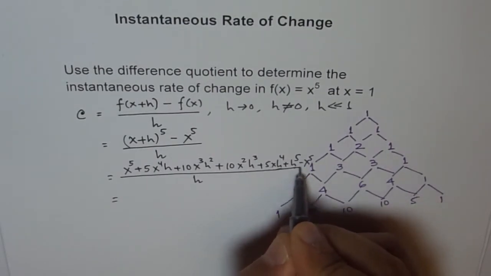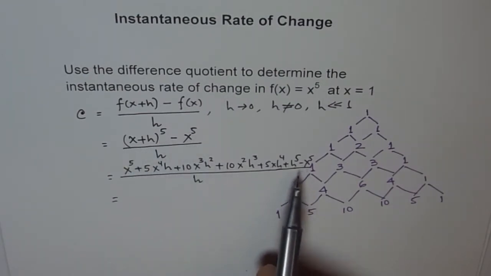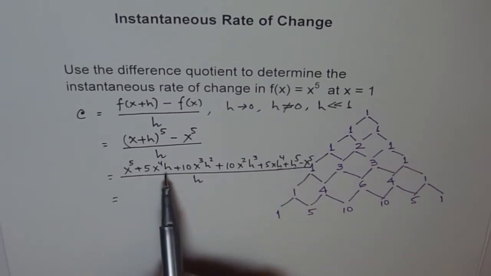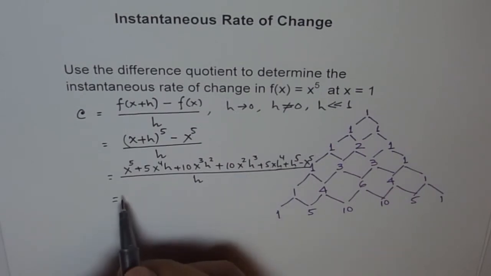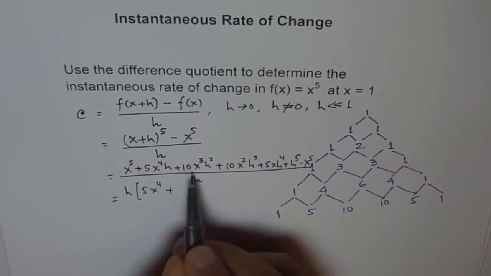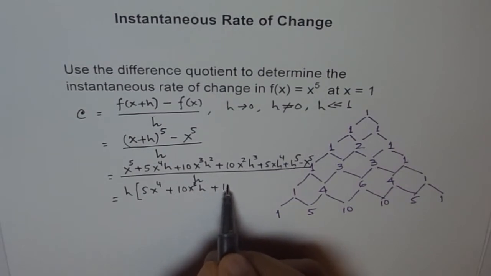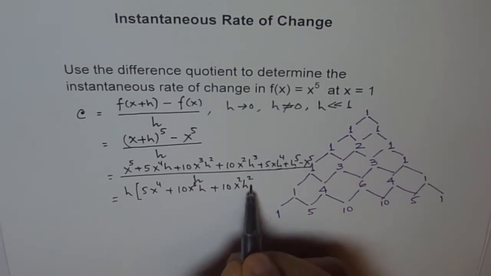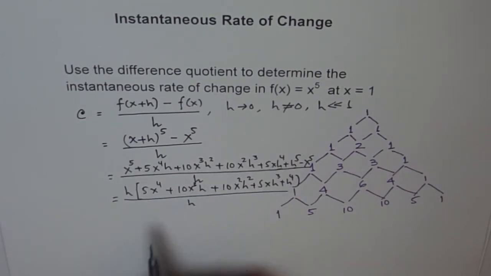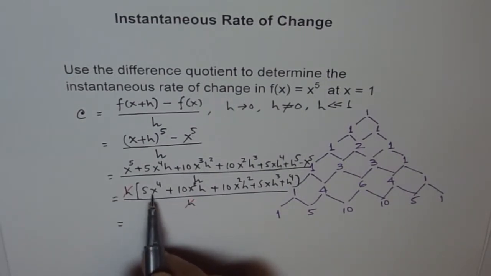Let me write the last term, which is most important here. This first half is the expansion of x plus h to the power of 5, and then we have minus x to the power of 5, right? If you simplify this, x to the power of 5 and x to the power of 5 cancel out, giving 0. And from here, you can take h common. Once you take h common, you get 5 x to the power of 4 plus 10 x cube h plus 10 x square h square plus 5 x h cube plus h to the power of 4, divided by h. And now you will see that the h in the numerator and denominator can be cancelled, and we are left with all these terms.